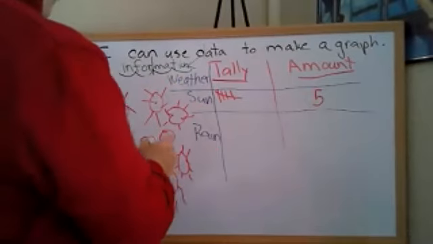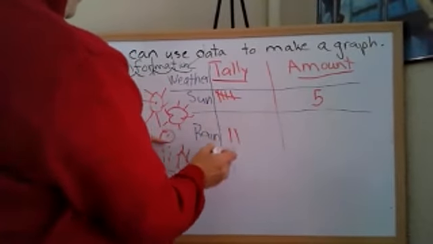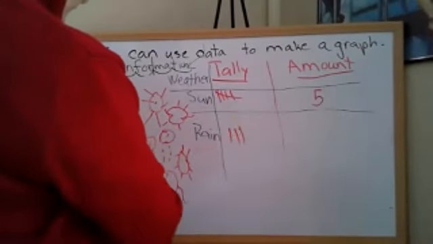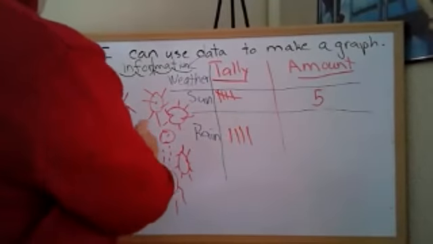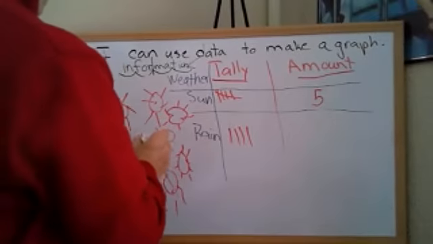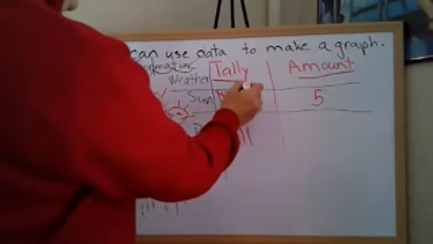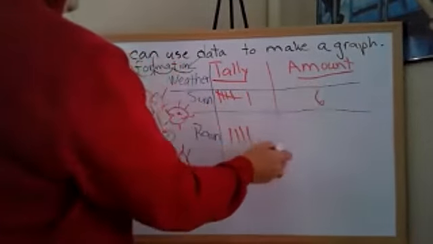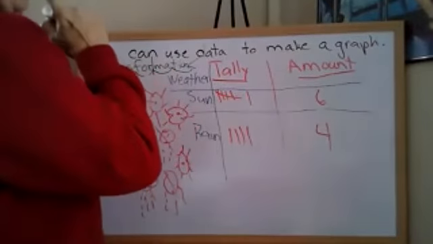Now let's count the rain. 1, 2, 3, 4. I think I'm going to cross them out because I think I missed a sun. Let's see. 1, 2, 3, 4, 5, 6. I did. I have 6 suns. How many rains? 4. That's how we use our tally mark, and we use our data.